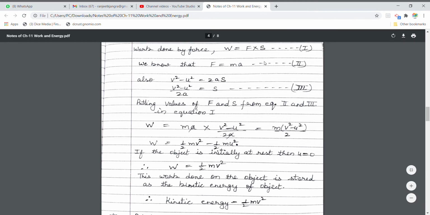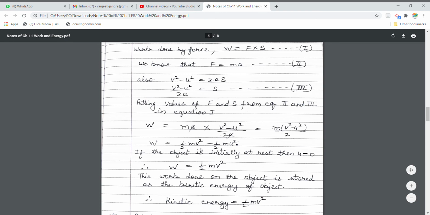Upon putting the values and cancelling a, we get W is equal to m into v square minus u square divided by 2, or we can write it in another form, half mv square minus half mu square. So this is the case when the object was already in motion.